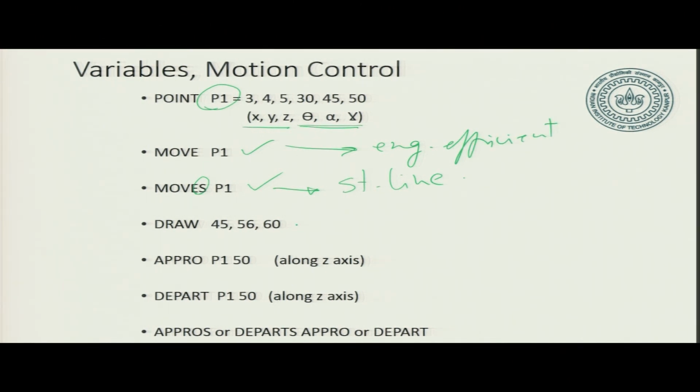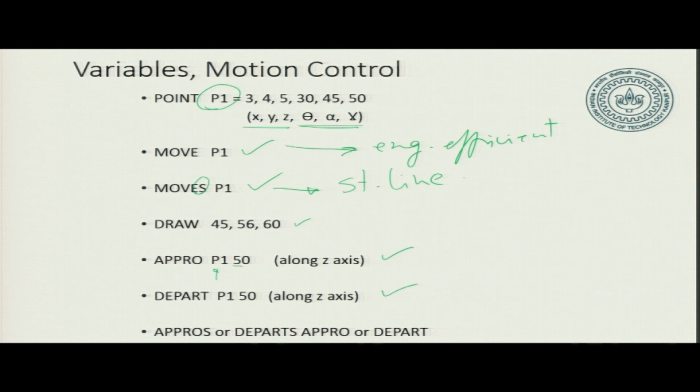Then we have incremental commands like draw, approach P1 and depart. Approach P1 means approach the point P1 from the z direction and keep a distance of 50. This is basically used for catching an object and for picking up an object. When we are catching an object, unlike a human, the robot essentially has to go from the top. So, the robot goes from the top and catches, and after catching it also lifts in a straight line upward. This is essentially to make it safe.